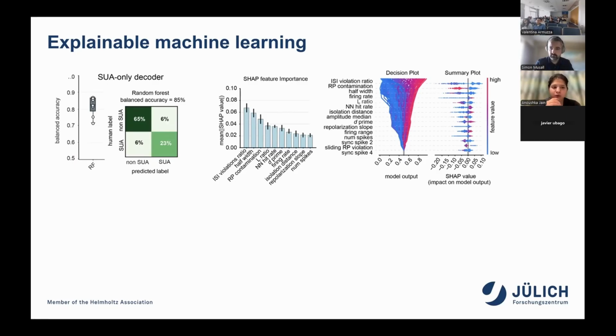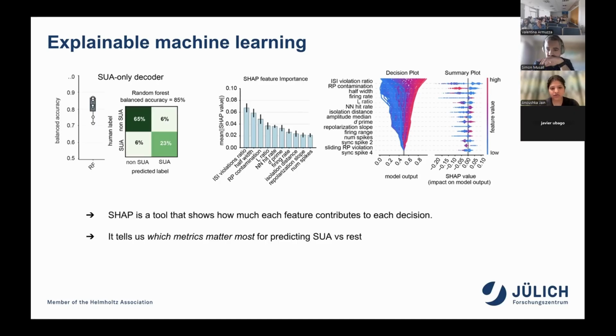One thing that was also important to see was which metrics are important for good single unit classification. So we used SHAP, a toolbox where you can see which feature contributes most to making a decision. We see that ISI violations and RP contamination are important for this decision. It's also good that this validates what you would imagine, so this was a good result.